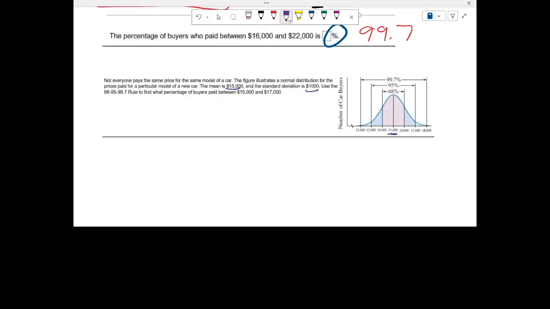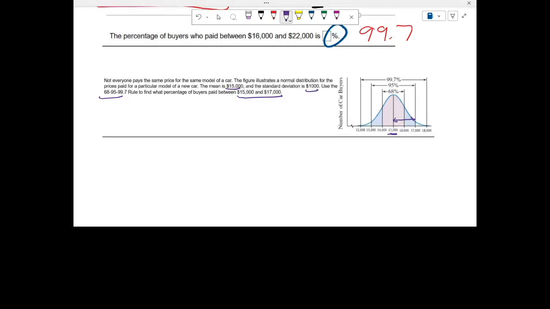My standard deviation is 1,000. So again, if I'm paying $1,000 more, I paid above the average, right? If I paid $2,000 more, I paid 2 standard deviations above the average, right? Okay, now it says use this rule to find what percentage paid between 15,000 and 17,000. So y'all, I'm trying to figure out what percent paid just in that region right there.